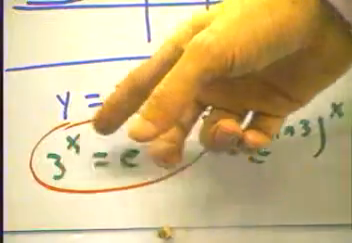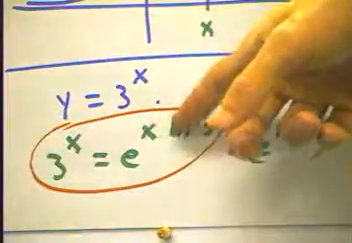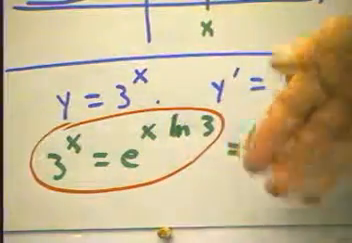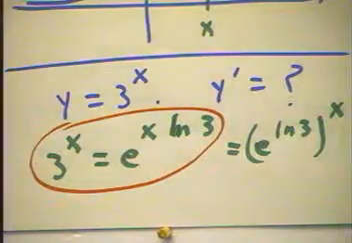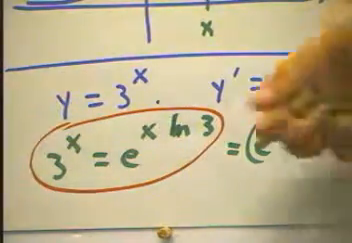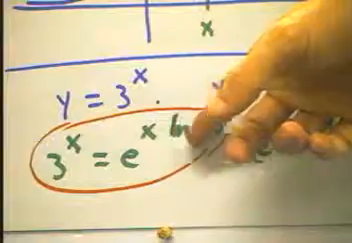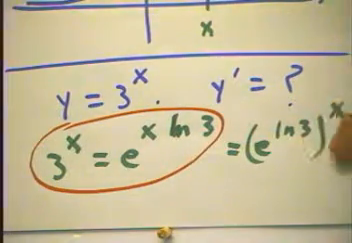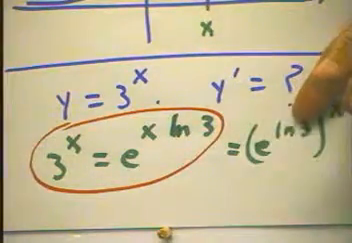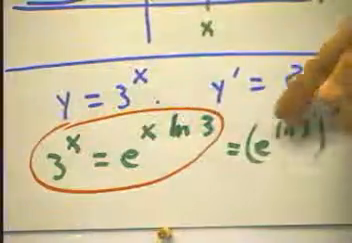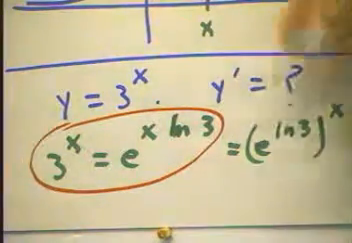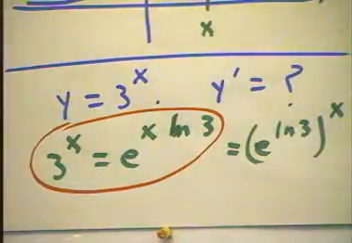I'm going to say that 3 to the x is nothing but e to the x times the natural log of 3. How could I possibly say such a thing? Well, let's think about it. E to the natural log of 3 is just what? E to the natural log of 3 is 3. That's your basic definition. Exponential and natural log functions are inverse functions to one another.